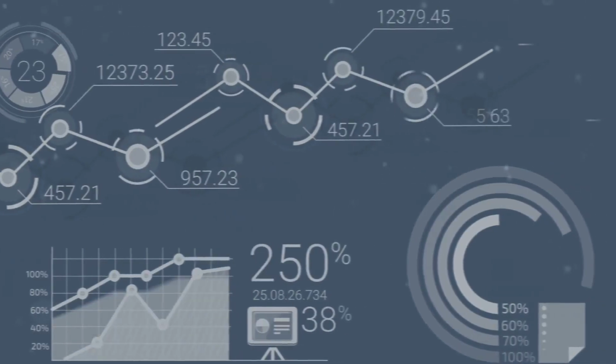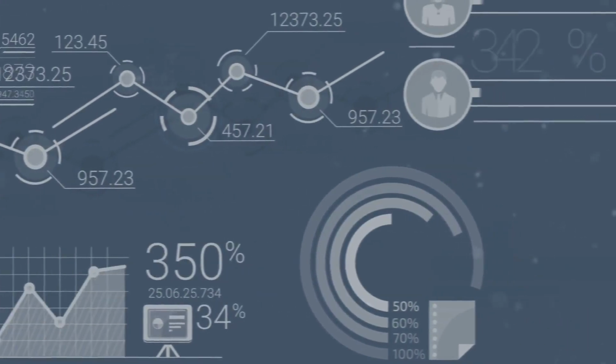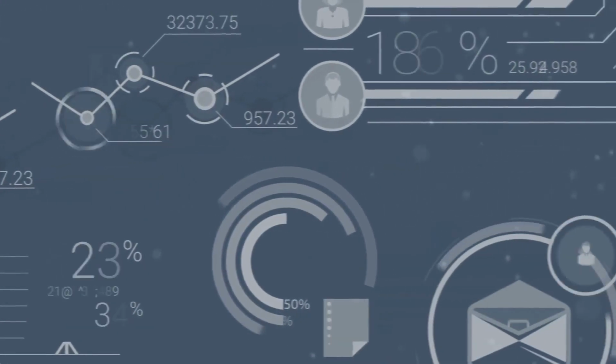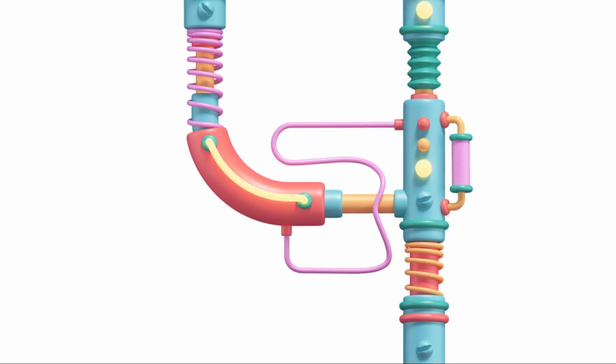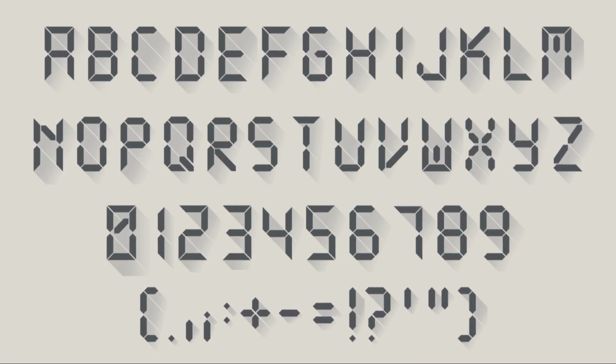Consider using a font hierarchy to create visual interest and guide the viewer's eye. For example, you might use a larger, bolder font for your main title and a smaller, lighter font for any supporting text. Remember, consistency is key. Try to use the same font or font family across all your thumbnails to create a cohesive brand identity.